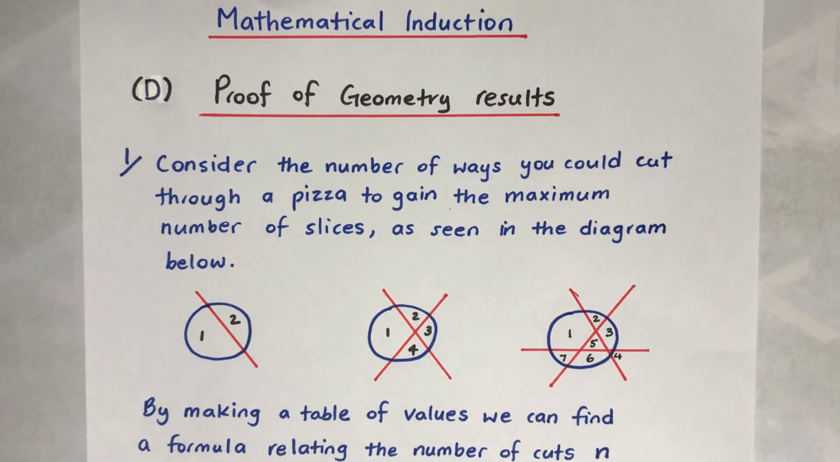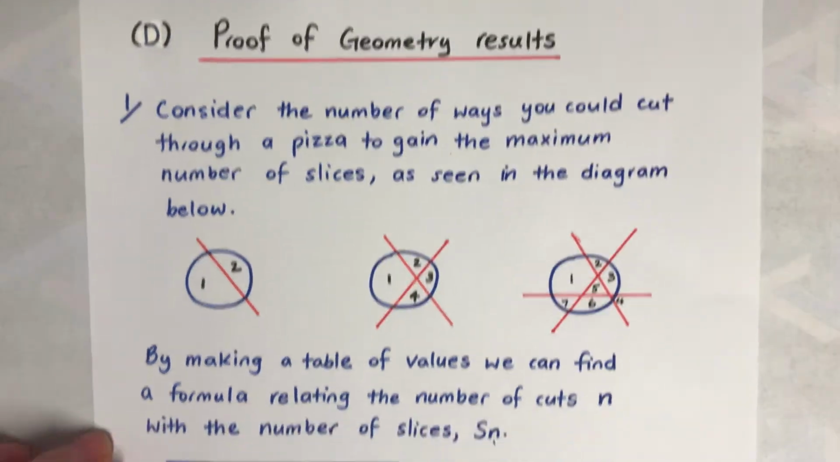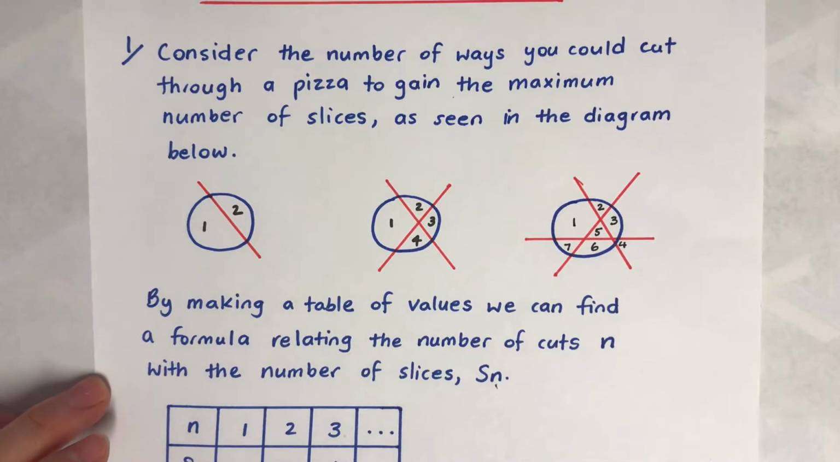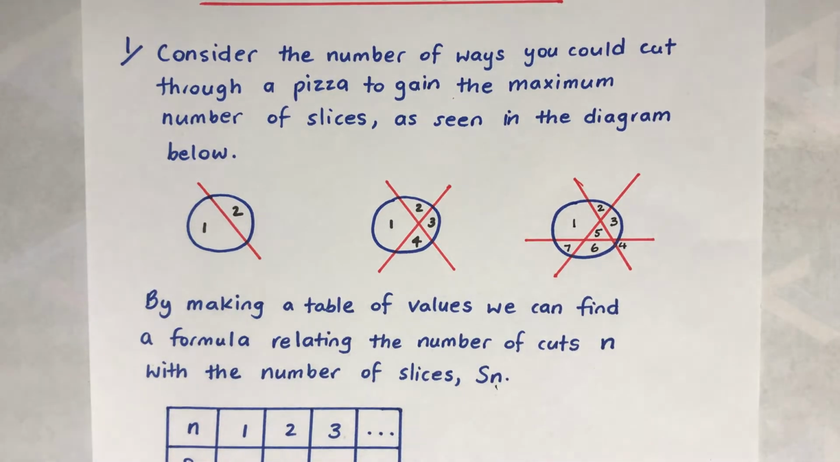Okay, mathematical induction, this time proof of geometry results, which is a lot harder than the normal one, and just like the other ones that we've done, you need to watch more than once to get through this. Okay, just the first question. There's only one question anyway. Let's read it. I want you to read it carefully. So we're basically looking for a formula that's going to give us the maximum number of slices of pizza.